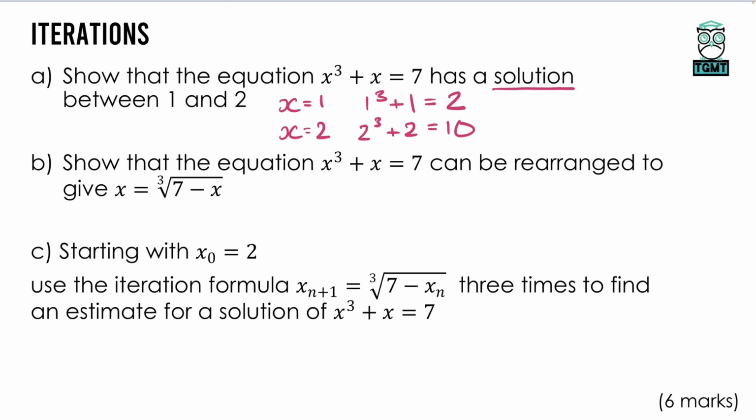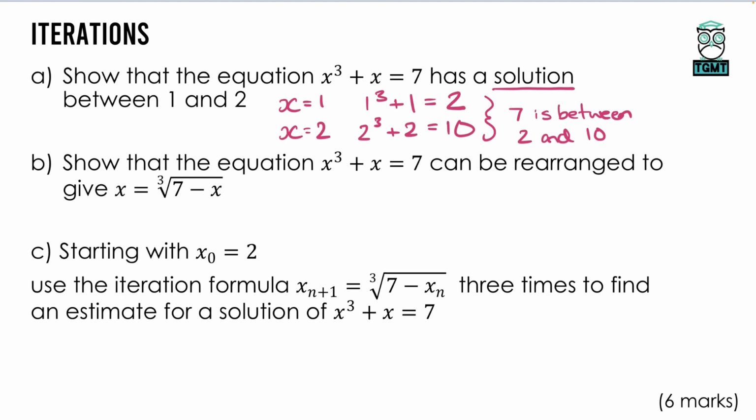Now if we look, you can see that 2 is below 7 and 10 is above 7. And that means there must be some number in between 1 and 2 that gives us the answer 7. So we could write a little conclusion. You could say something along the lines of 7 is between 2 and 10. There we go, and that would be fine to give your description just like that, and just showing that that answer at the end, whatever that may be, is between those two numbers.